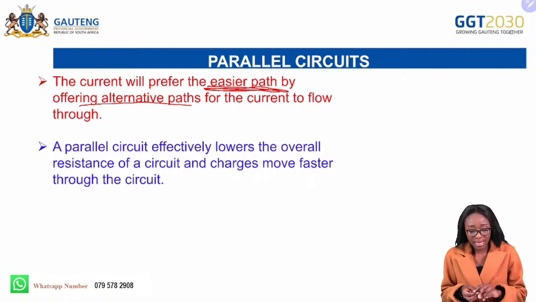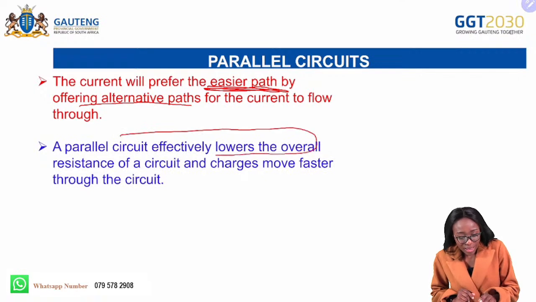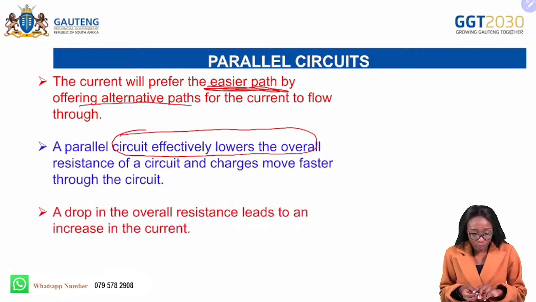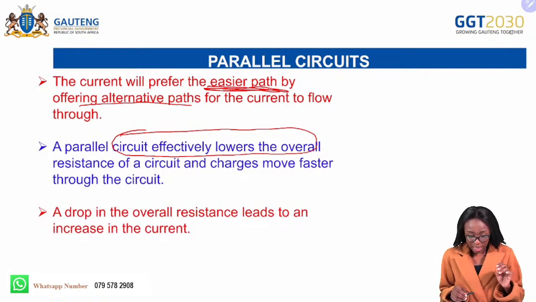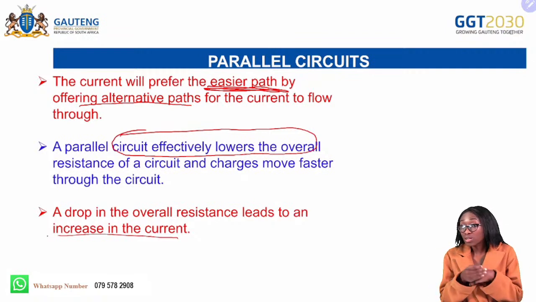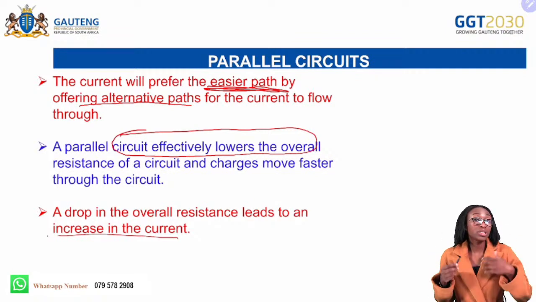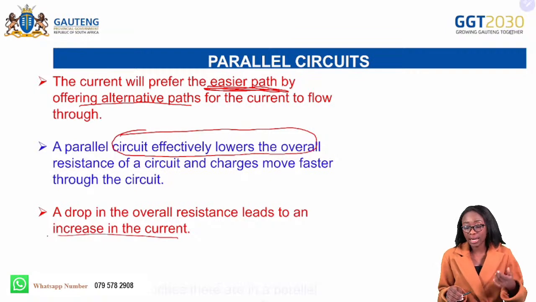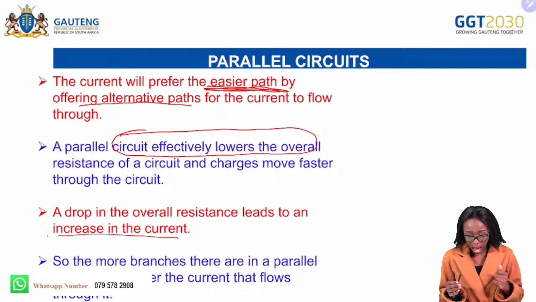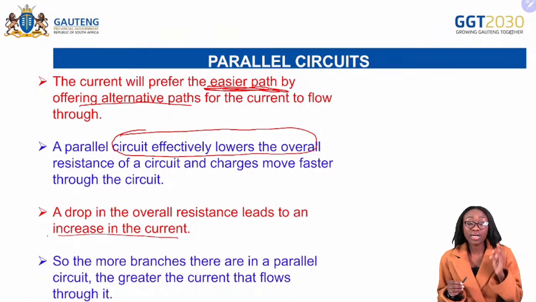So a parallel circuit effectively lowers the overall resistance of a circuit, and charges move faster through the circuit. A drop in overall resistance can lead to an increase in the current. If there is a drop in resistance, there is less opposing the flow of current, so there's going to be an increase in current. So the more branches there are in a parallel circuit, the greater the current that flows through it.